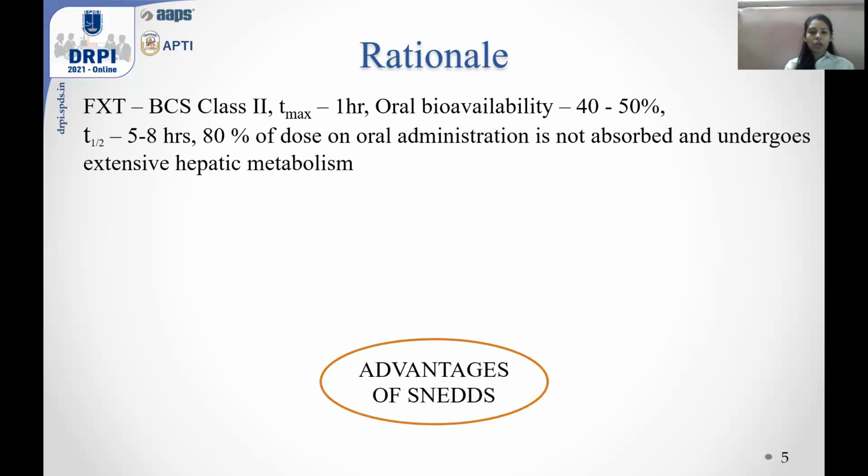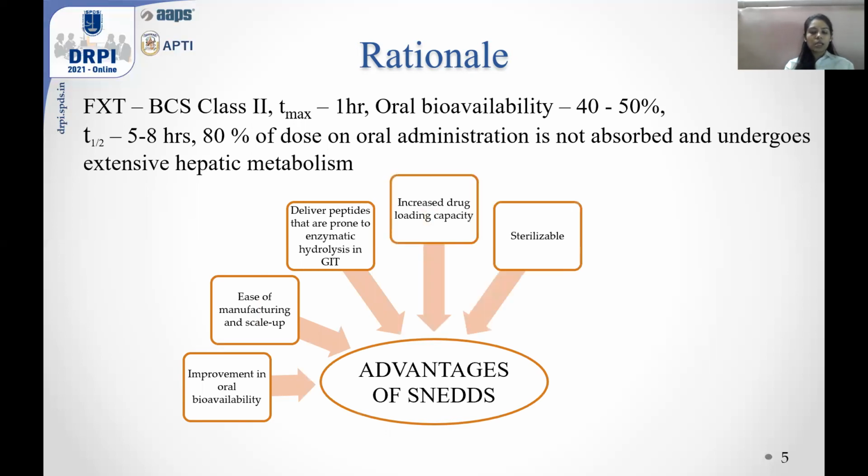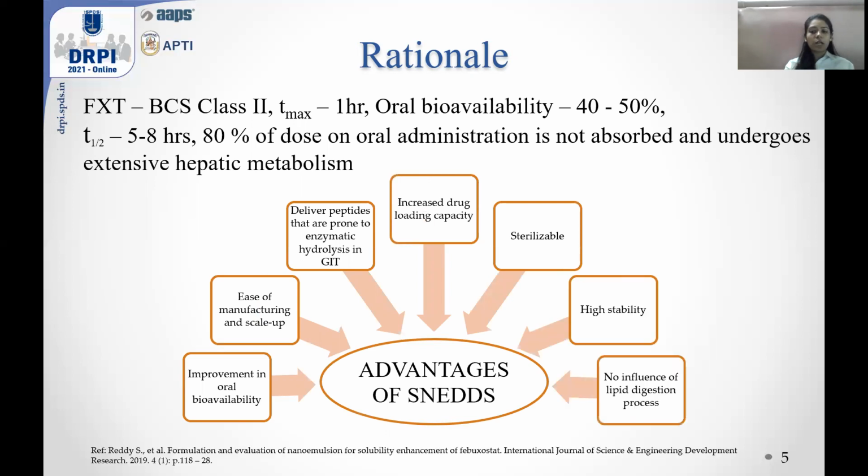One of the most popular approaches was to develop SNEDs. The various advantages of SNEDs are improvement in oral bioavailability, ease of manufacturing and scale-up, high stability, sterilizable, and not influenced by lipid digestion process.